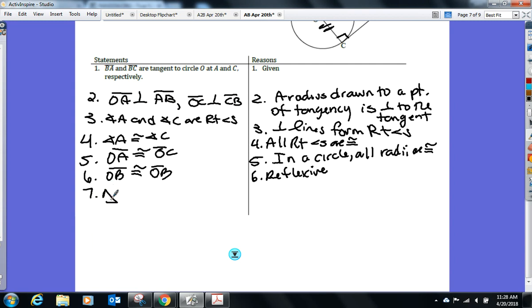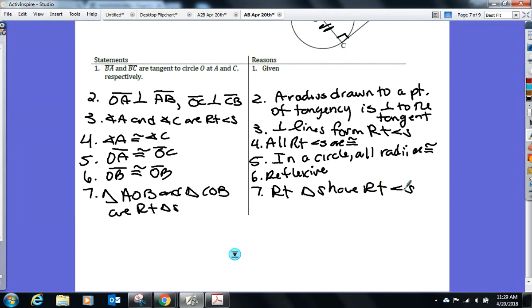So what do we have? Triangle AOB and triangle COB are right triangles. Anybody reason? Right triangles have right angles. Then you can bust out the old HL to say they're congruent. Triangle AOB is congruent to triangle COB by HL, and then the two sides would be congruent by CPCTC.